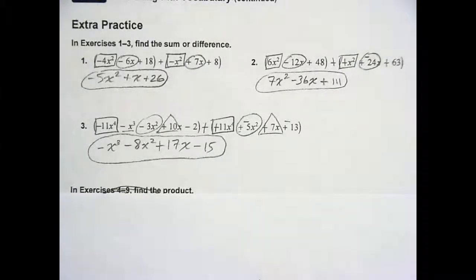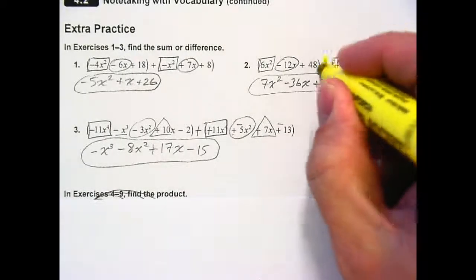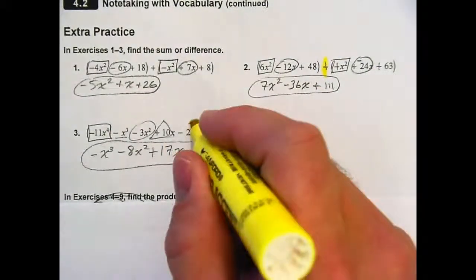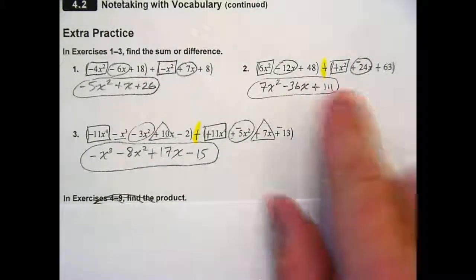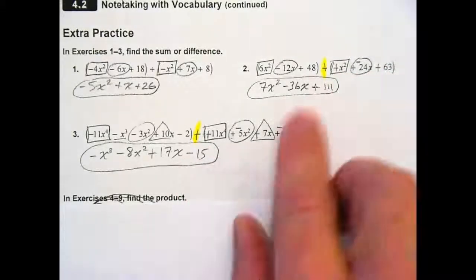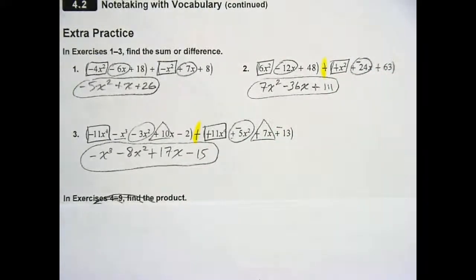Number 2, make sure you're distributing that negative 1 in. That's a key piece there. So whenever you have that minus sign, it's like you're bringing in that negative, and the same thing happens on number 3. Okay, or adding the opposite of everything in the back quantity there. So flipping all those signs. So number 2, 7x squared minus 36x plus 11, and number 3, negative x cubed minus 8x squared plus 17x minus 15. Questions on 1 through 3?